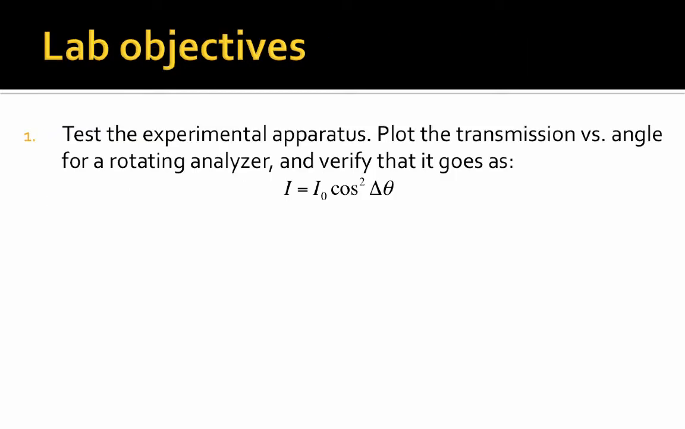There are two lab objectives. The first is to test the experimental apparatus by plotting the light transmission versus angle of an analyzer, and to show that it follows Malus's law, which says that I equals I naught cosine squared of delta theta.